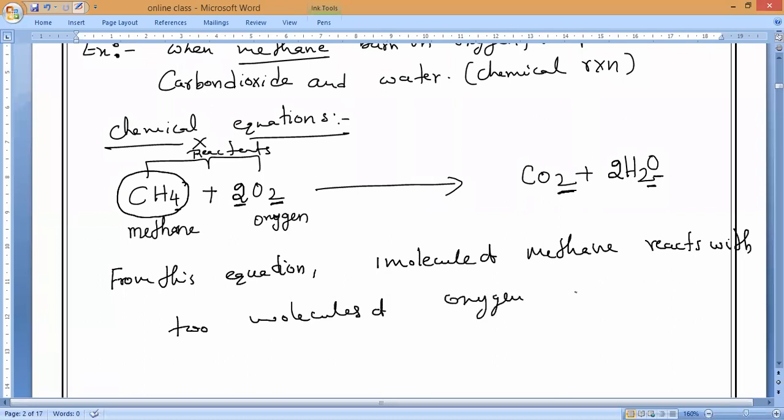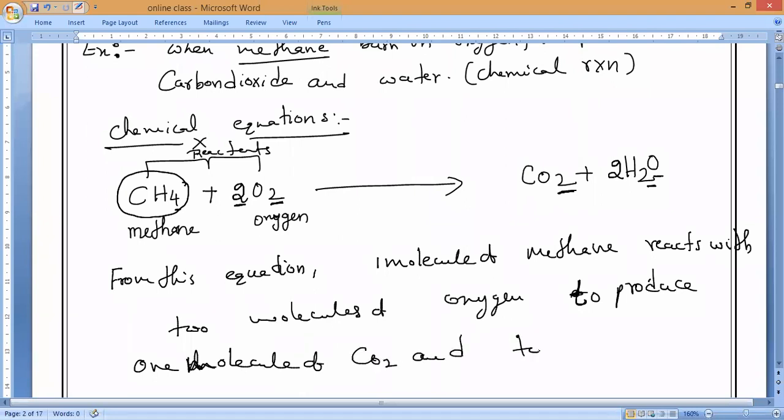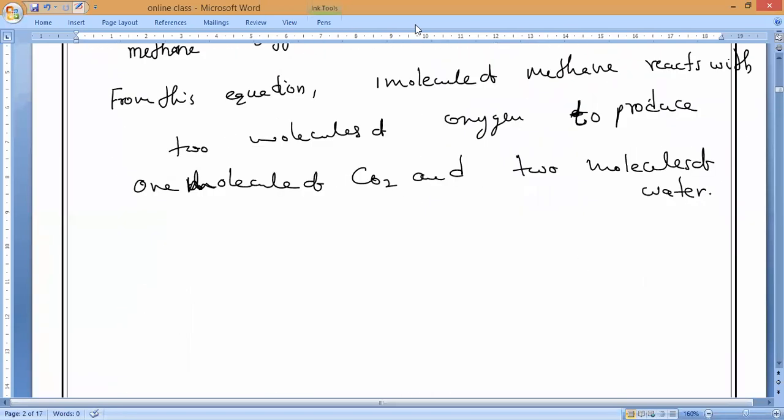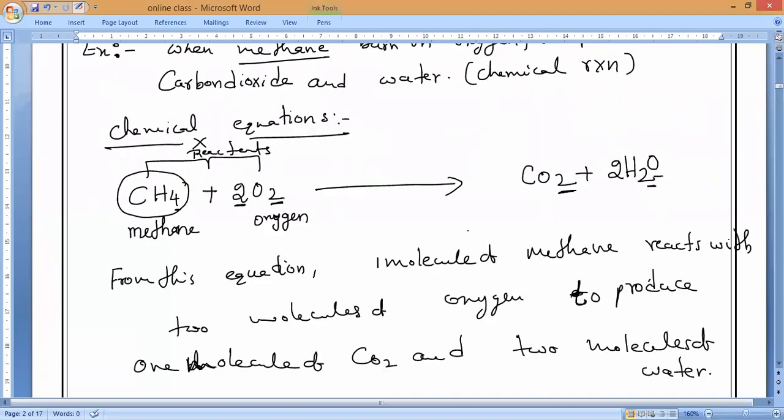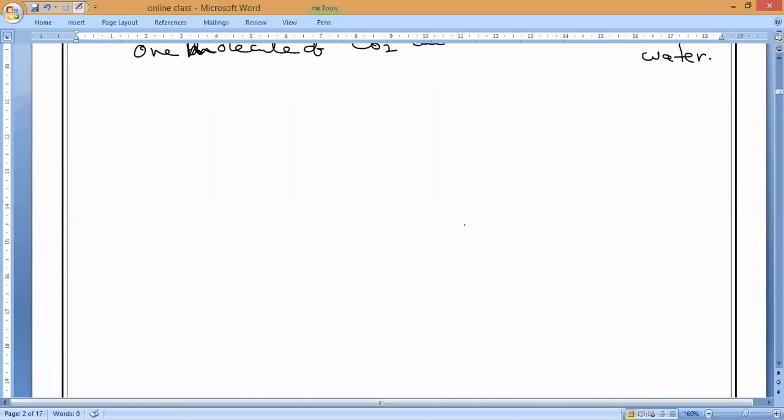You should tell me oxygen to produce what? To produce carbon dioxide and water. One molecule of CO2 and 2 molecules of water. So that is the thing we are getting. Yes or no, Manish? So if you understand, this is what we call a chemical equation. So hope you all understand.